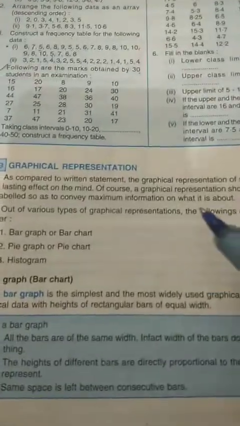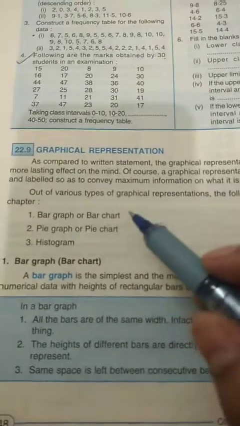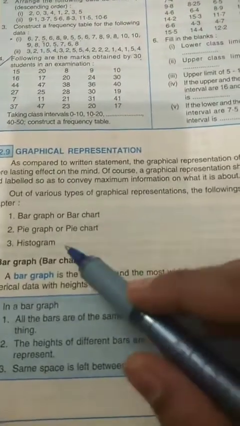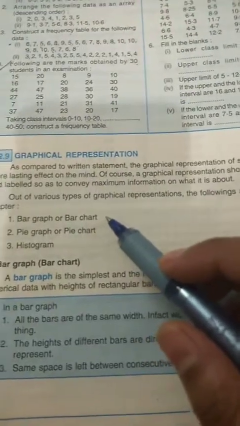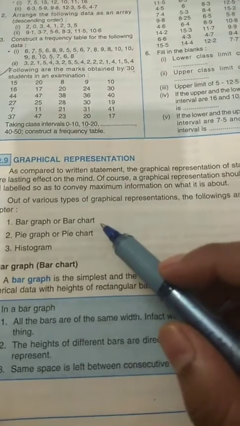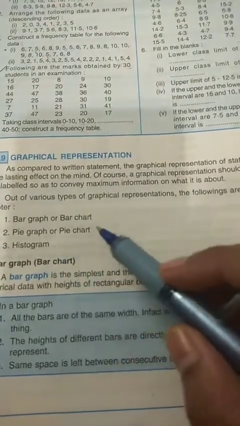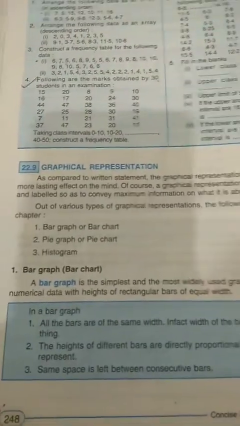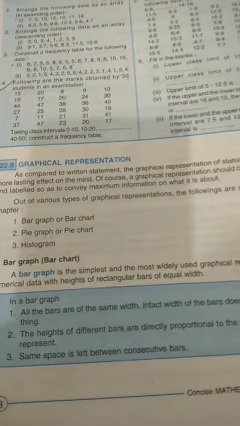Then after, the next thing is graphical representation of the data. Now there are three ways, which are given in your book, in which you can represent the data. The first is bar graph or bar chart, the next is pie graph or pie chart, and the next one is histogram, and there are many more, but in your book it is given 3. So bar graph or bar chart, we will just see the example of this.